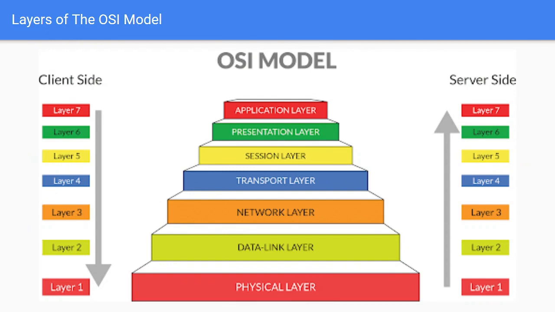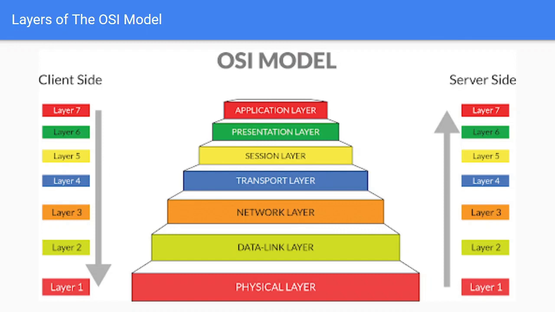So this is the diagram for the OSI layers. On top you have layer 7, the application layer. Then we have layer 6, the presentation layer, layer 5, the session layer, layer 4, the transport layer, layer 3, the network layer, layer 2, the data link layer, and layer 1, the physical layer.